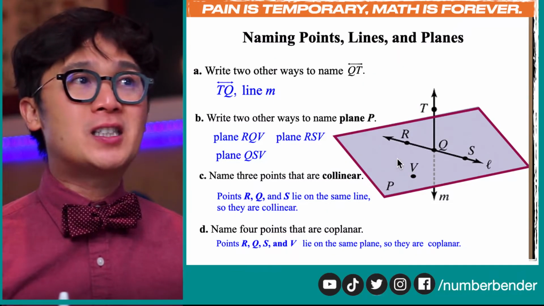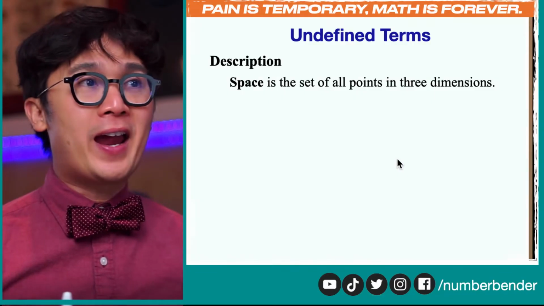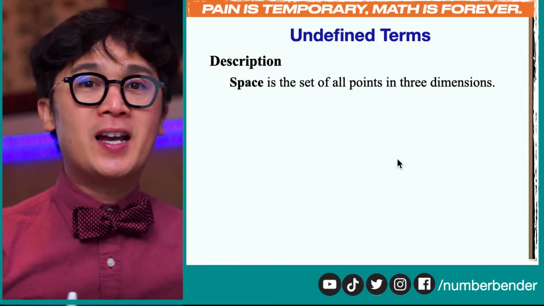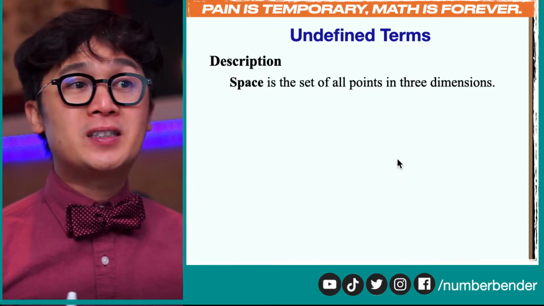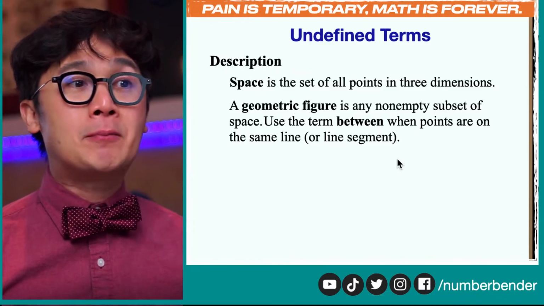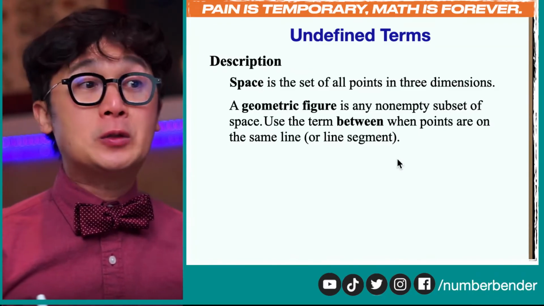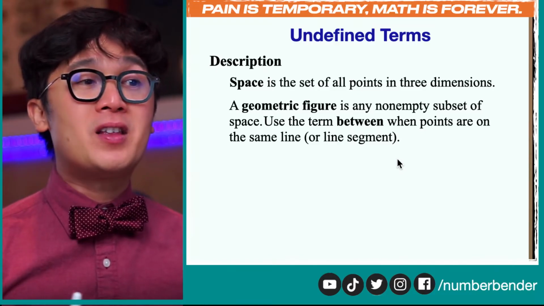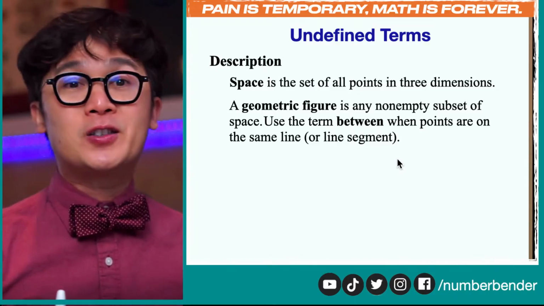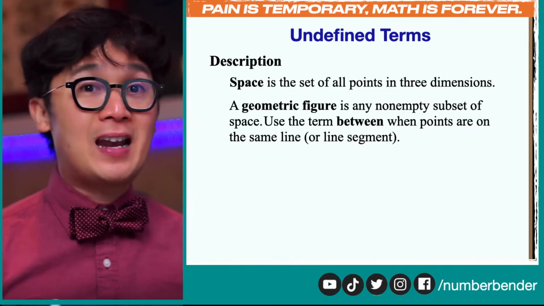And now that we have these undefined terms, let's define more. And we'll start with space. Space is a set of all points in 3 dimensions, and a geometric figure is any non-empty subset of space. Now, we use the term between when points are on the same line or line segment to avoid confusion when we are describing points that lie on the same line.